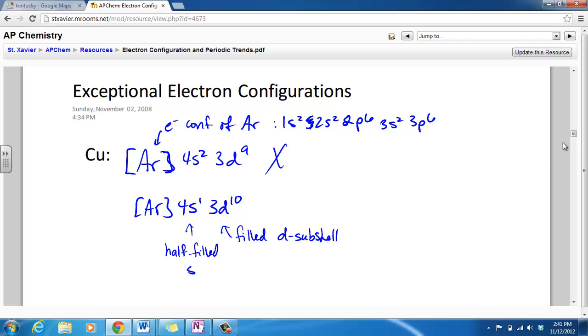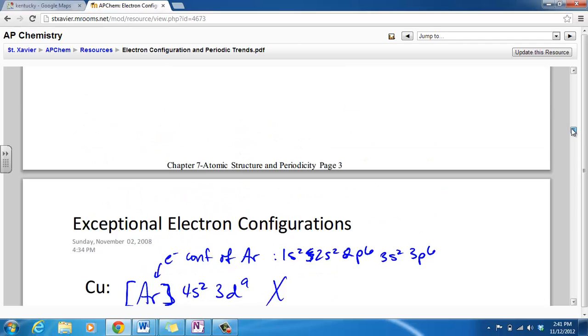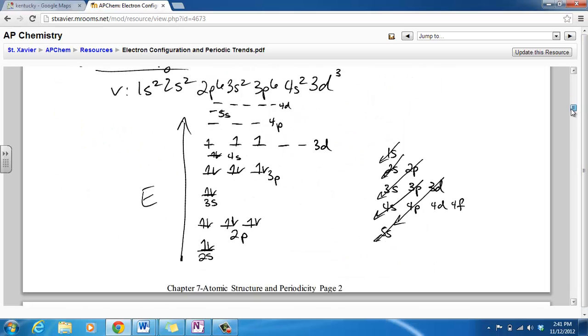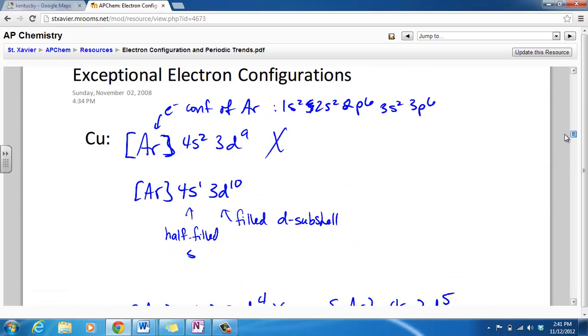So anyway, that's that notation that you may have seen before. And following that, you would expect the configuration of copper to have an outer configuration of 4s2, 3d9. So we have the two 4s electrons here, and then we would have 9 electrons in the 3d. However, what we actually observe is the fact that the configuration of copper is 4s1, 3d10.